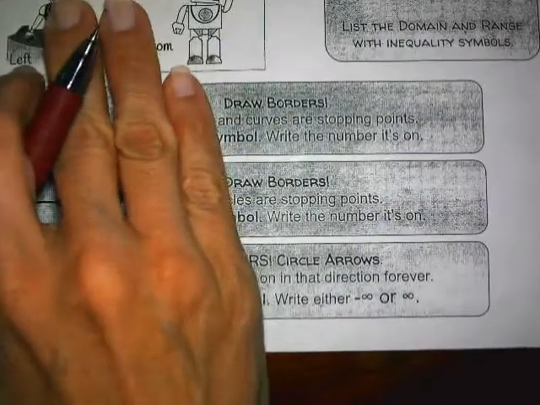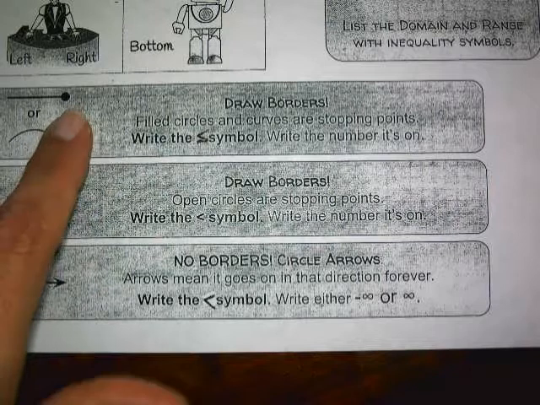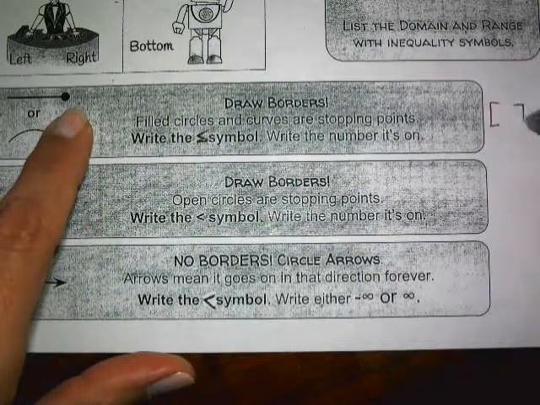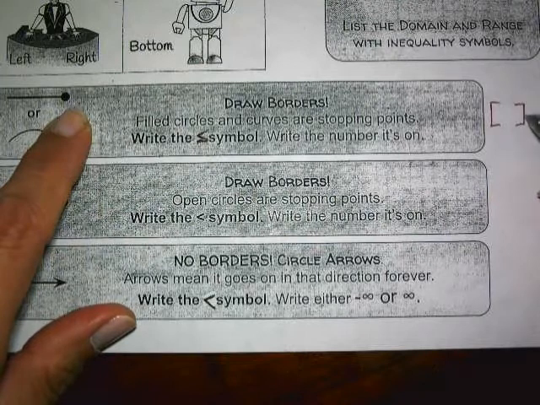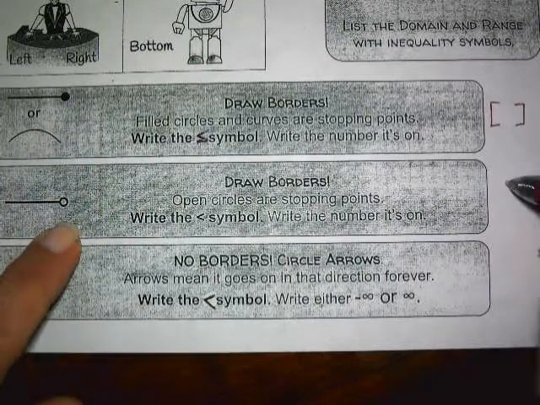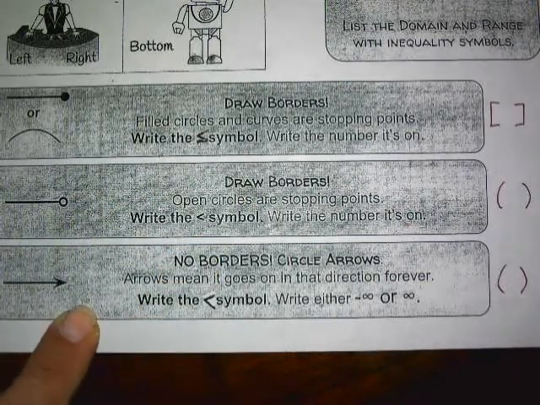The other notation is brackets and parentheses. So if you have a closed circle, we talk about using a bracket. That tells us that whatever point it is, it's included. Parentheses are for less than. We also use parentheses when we're using infinity.